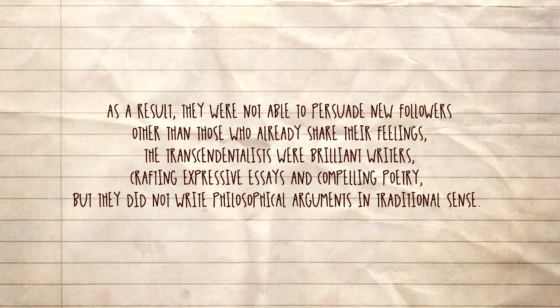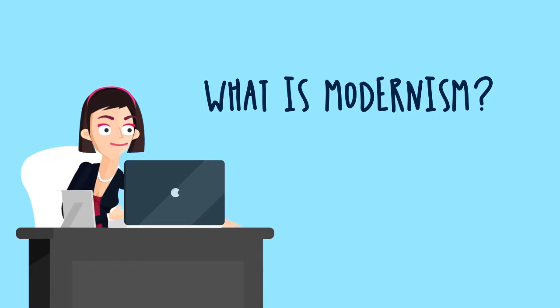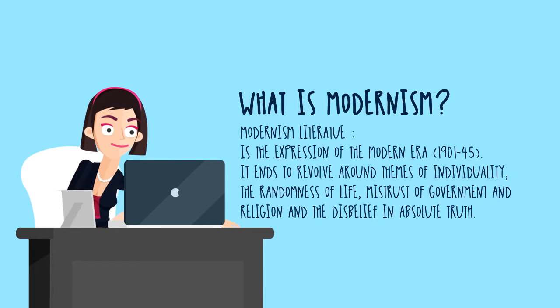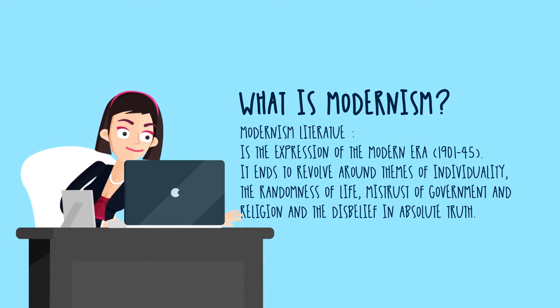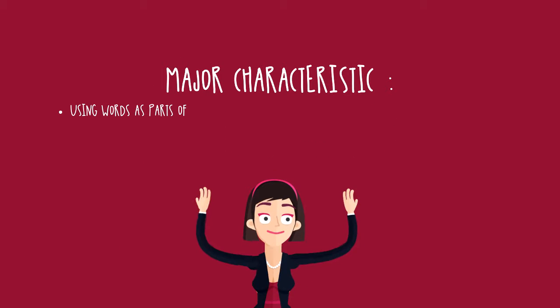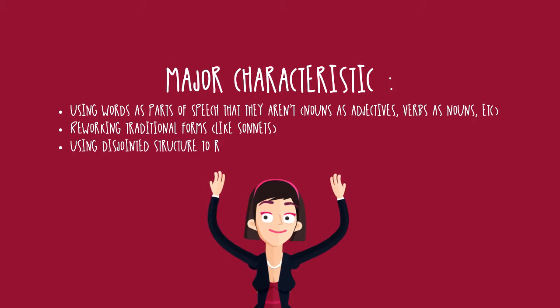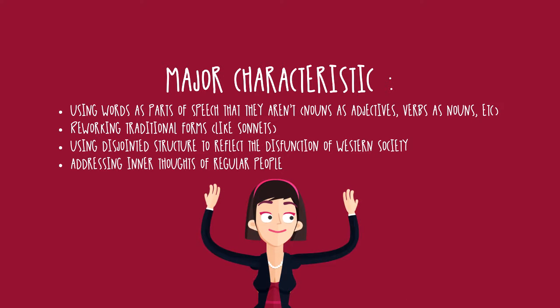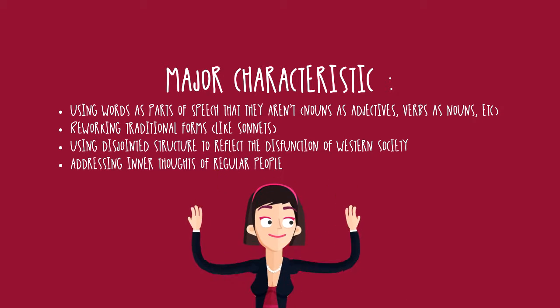The Transcendentalists were brilliant writers, crafting expansive essays and compelling poetry, but they did not write philosophical arguments in the traditional sense. What is Modernism? Modernism is the expression of the modern era. It tends to revolve around themes of individuality, the randomness of life, mistrust of government and religion, and disbelief in absolute truth. The characteristics of Modernism are using words as part of speech that they can earn, reworking traditional forms, using disjointed structures to reflect the dysfunctions of Western society, and addressing the inner thoughts of regular people.